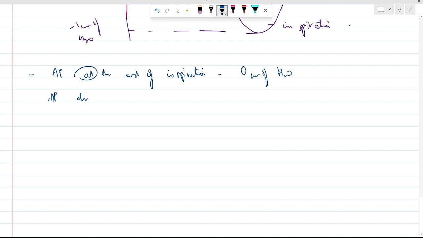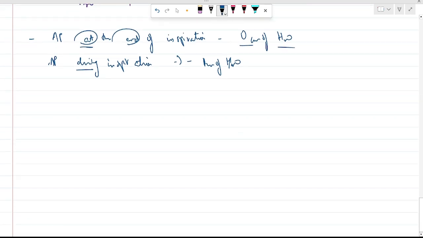If it was asked, alveolar pressure during inspiration, does it become a positive value or negative value? It's a negative value of minus 1 cm of water. This one I was interested in discussing with you: at the end of inspiration and during inspiration. At the end of inspiration it returns back to 0 centimeter of water, because at the end of inspiration we are at rest. Similarly, alveolar pressure at the end of expiration, we are at rest, so 0 centimeters of water.